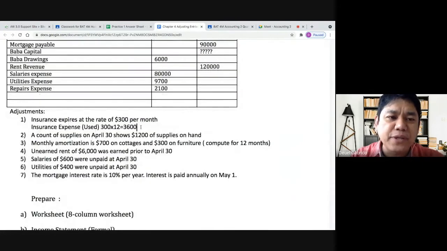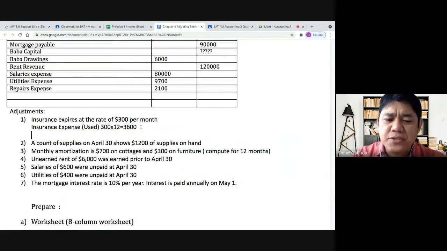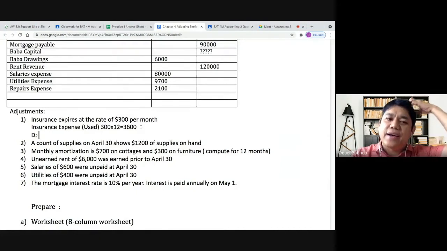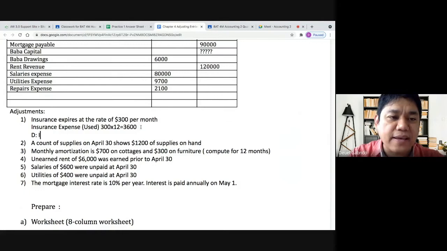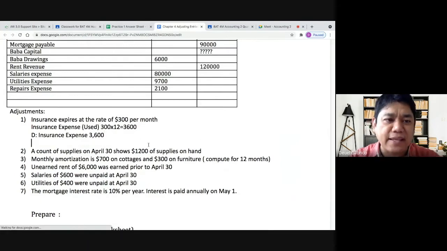So therefore, guys, what should be debited? I'll just put the adjusting entry here. Debit. And what should be the credit? Let's recognize the expense first. Insurance expense. We always put the spent or used portion as debit. Always like that. Insurance expense 3,600 to make the balance right, and then credit what?